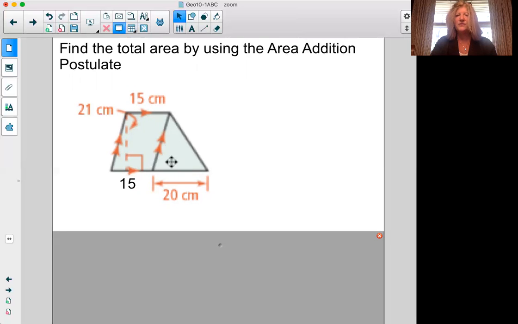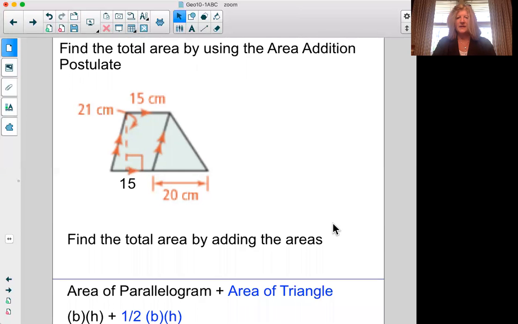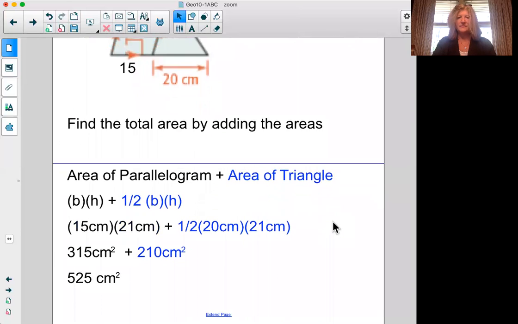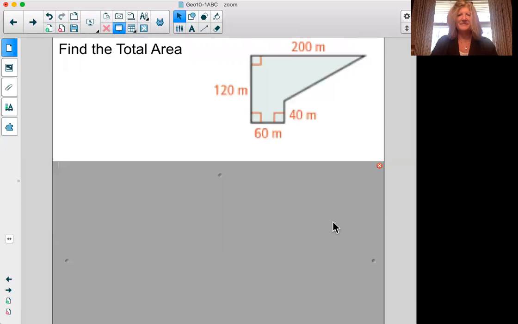But then how could you figure out the height of this shape? You'd have to use your knowledge that if this is 21, then the altitude here would also be 21 because this would form a rectangle. So the height here is also 21. Pause, calculate the total area, and then press play for the solution.